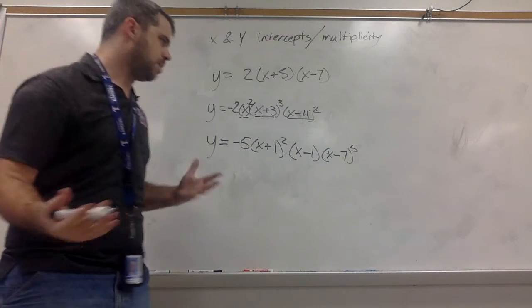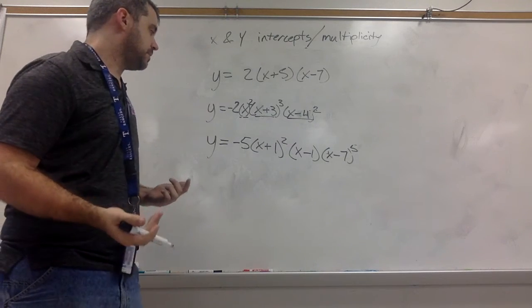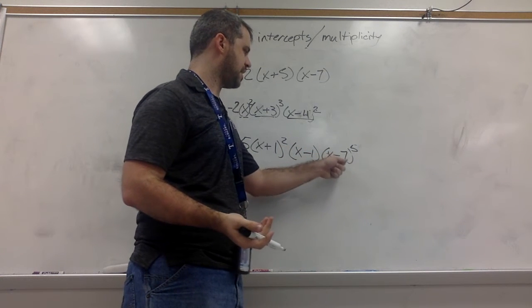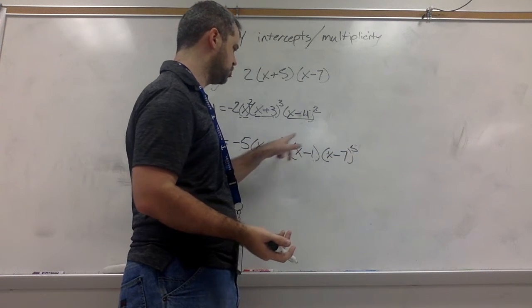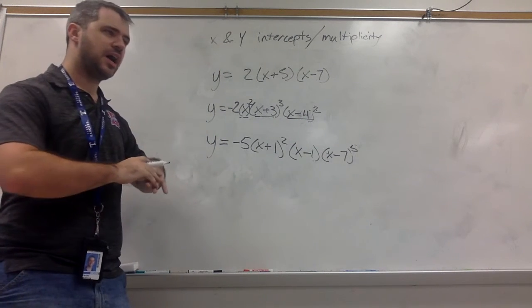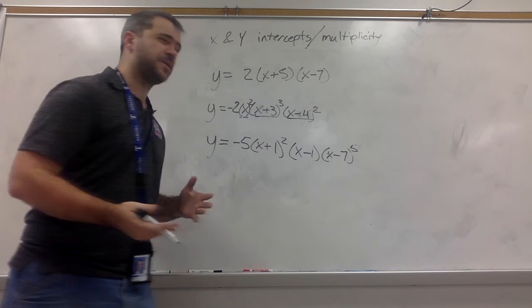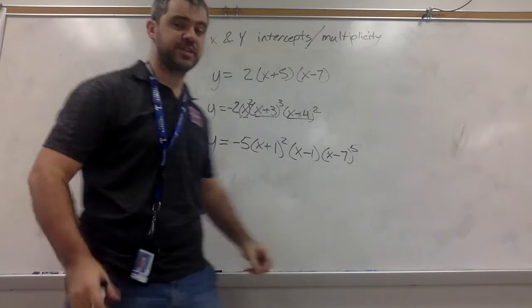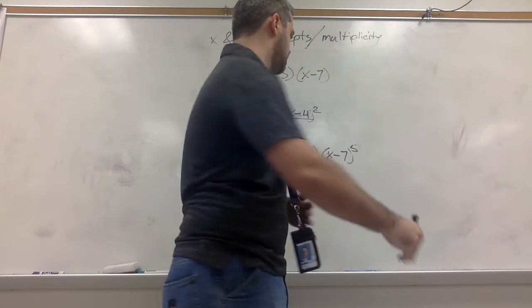Let's take a look at one more. So let's find the degree. 1, 2, 3, 4, 5, 6, 7, 8. Okay, 2 plus 1 plus 5. Okay, so we have 8 roots. So that's even. So that means like this, except the leading coefficient's negative. So we're going to look like this.